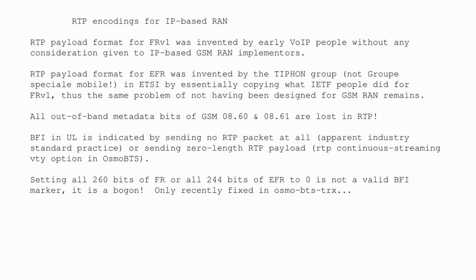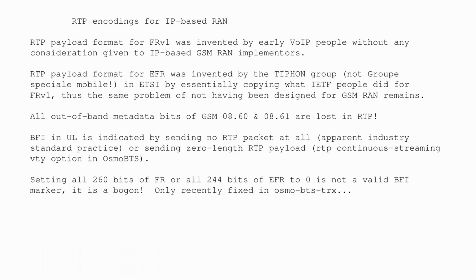So, looking at IP access nano BTS, if there is a BFI condition in the uplink, what happens? Well, they just send nothing at all. They just create an intentional gap in the RTP stream. And this was also Osmo BTS behavior up until very recently. Just within the past couple of months, when I joined the project, we introduced this option, the RTP continuous streaming VTY option, which basically gives you the option of sending zero length RTP payload.